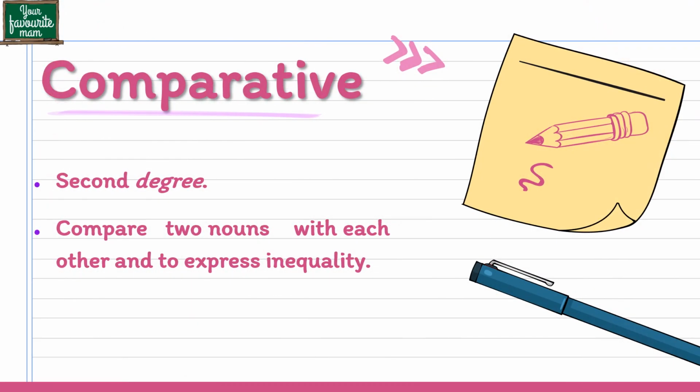One more way of describing a person or a thing is by saying that they have more of a particular quality than someone else or something else. To do this, we use the second degree of adjectives, that is the comparative adjectives, where we compare two nouns with each other and often to express inequality. But to use this comparative degree of adjectives, we need to keep certain rules in mind.